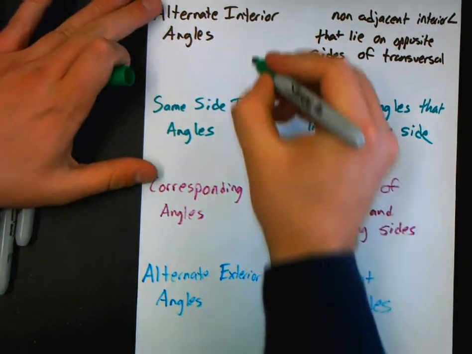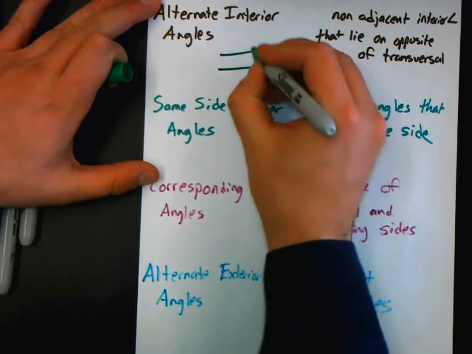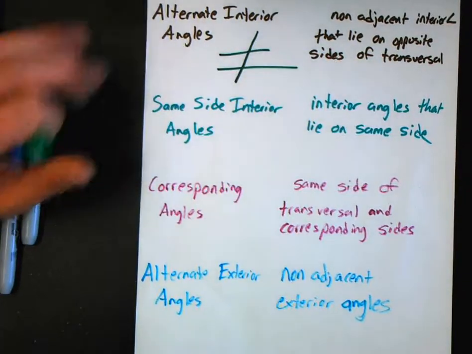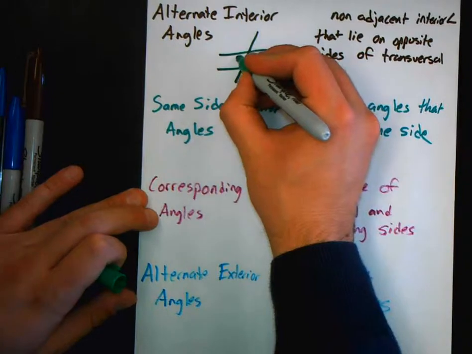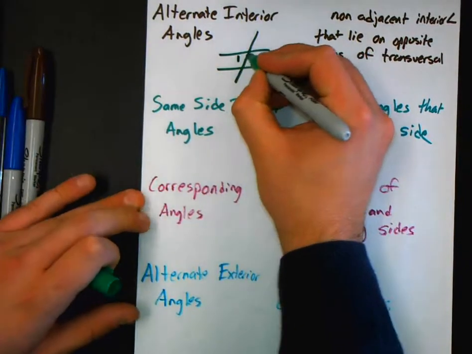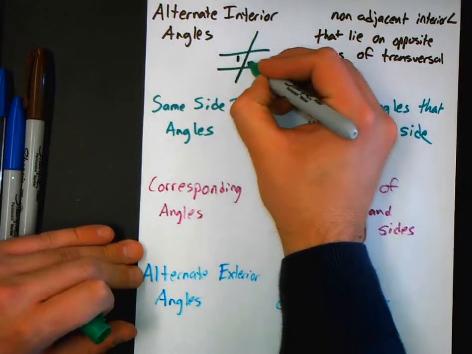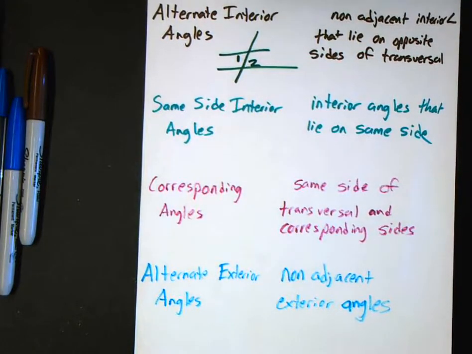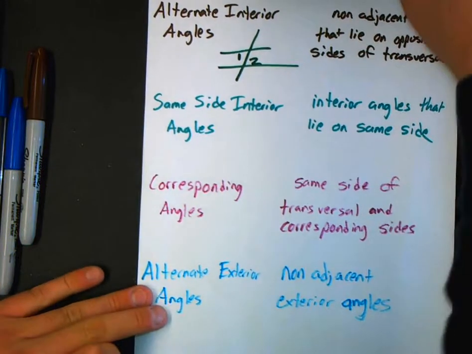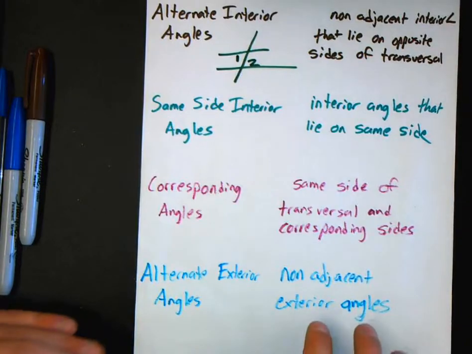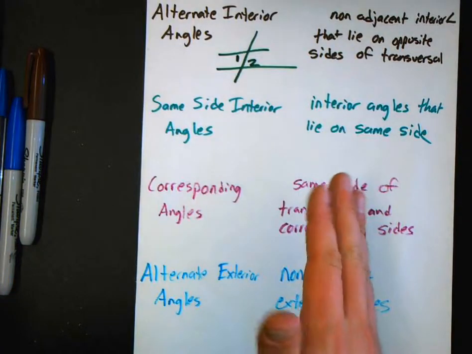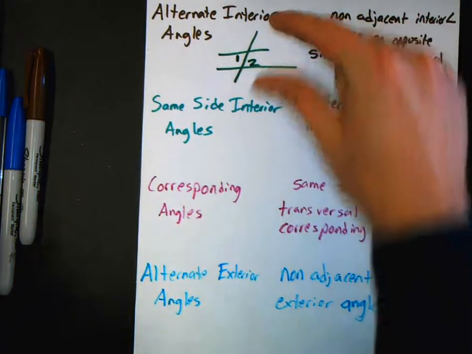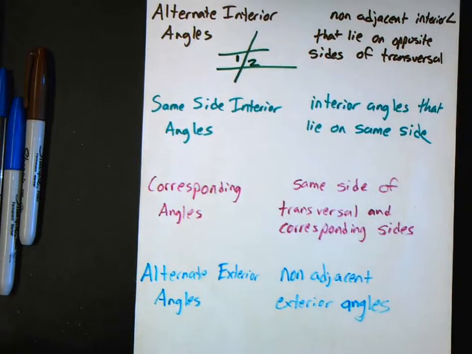So if we have two lines and a transversal, alternate interior means this one is an interior, and then the other side of the transversal is the alternate interior to that one. So they are falling on the left and the right sides of the transversal, and they are both inside of the two coplanar lines.